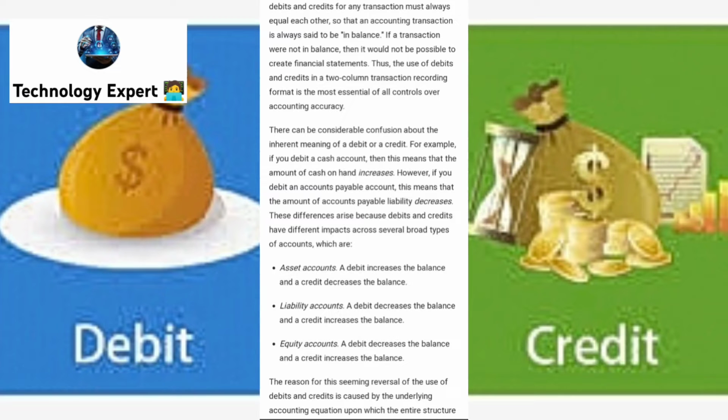There can be considerable confusion about the inherent meanings of a debit or a credit. For example, if you debit a cash account, then this means that the amount of cash on hand increases. However, if you debit an accounts payable account, this means the amount of accounts payable liability decreases.